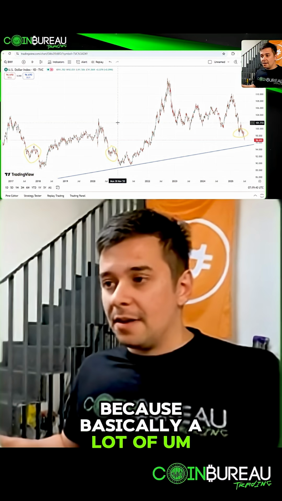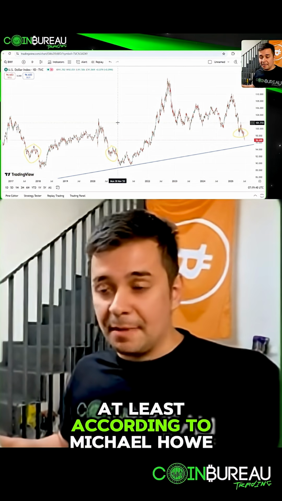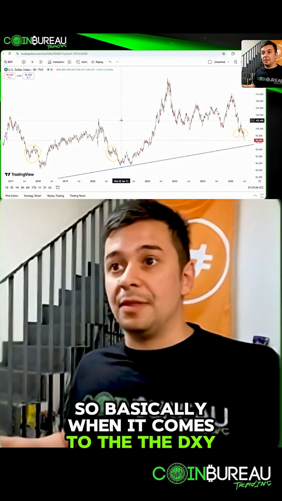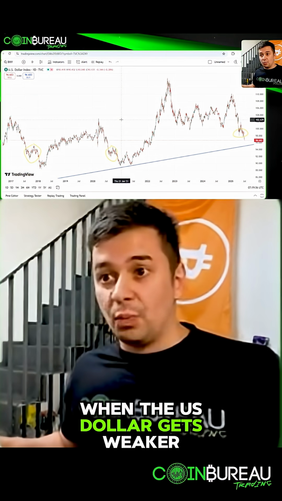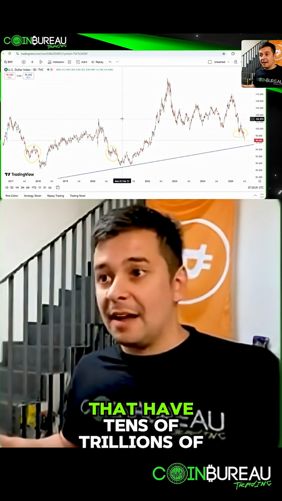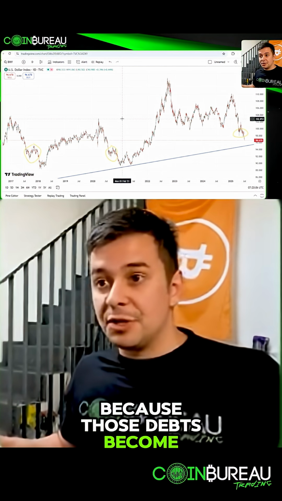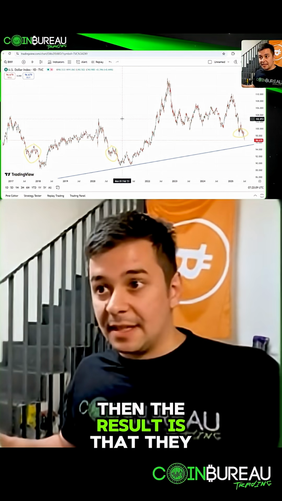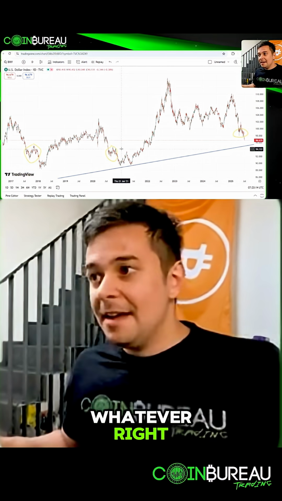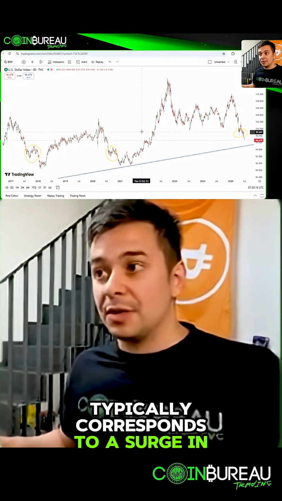Why is that? A lot of liquidity is tied up in debts and debt refinancing. According to Michael Howell, the liquidity cycle follows the debt refinancing cycle. When the US dollar gets weaker, it makes it easier for companies, countries and individuals with tens of trillions of US dollar debts to pay them back, because those debts become cheaper. If their debts become cheaper, they have extra money to spend on investing in assets and spending into the economy. That's why the DXY is so important. When you see a drop in the DXY, that typically corresponds to a surge in global liquidity.